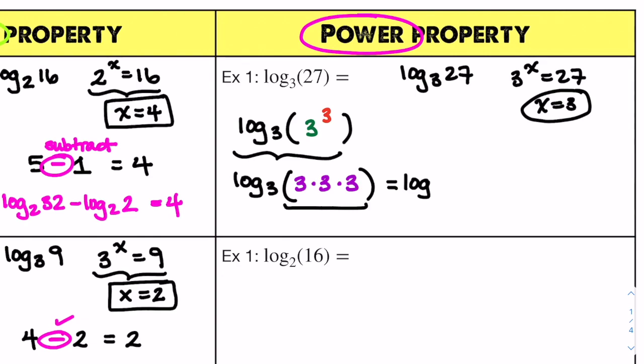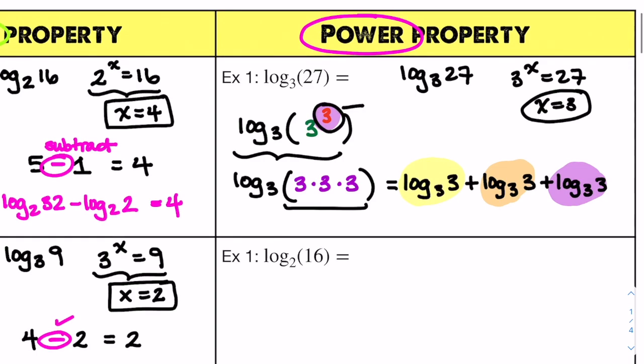So this one would be log base 3 of 3 plus log base 3 of 3 plus log base 3 of 3. So what I want you to notice is there's actually 1, 2, 3, 3 copies of this. So where did that 3 come from? This exponent right here. So this will tell you the number of copies of the log.